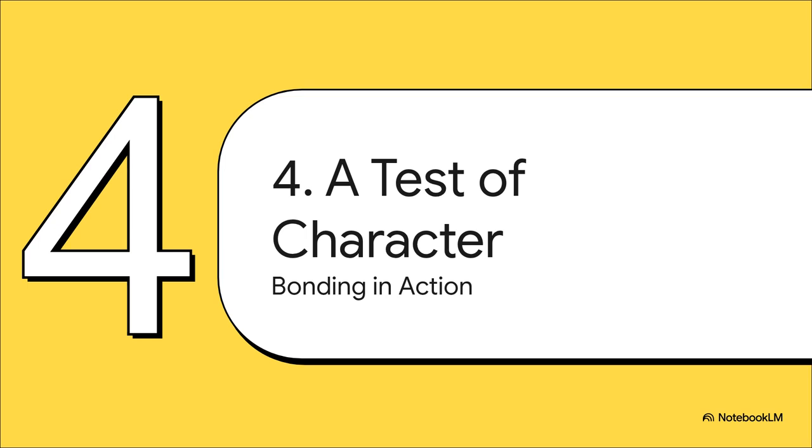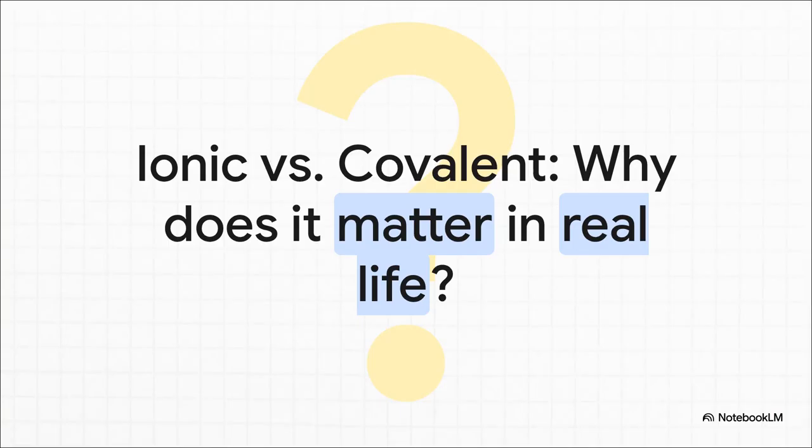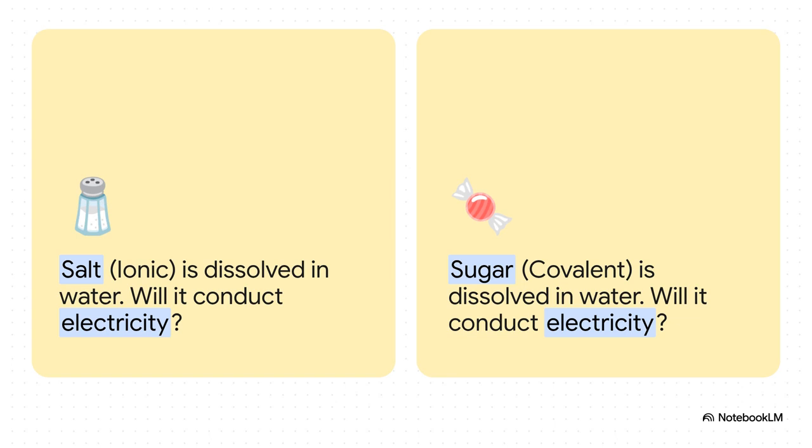Okay, so we've got our 2 main strategies, the ionic transfer and the covalent partnership. But what's the big deal? How do these tiny little decisions between atoms actually affect the world we see and touch every day? Let's put it to the test. This is the real question, isn't it? Why should we care if salt is ionic and sugar is covalent? Well, it turns out that the type of bond a substance has determines basically everything about it, and we can prove it with a really simple experiment. So, let's grab 2 things from the kitchen, salt and sugar. We know salt is ionic, and sugar is a classic covalent molecule. Now, what do you think is going to happen if we dissolve both of them in water and then try to pass an electric current through the solutions?